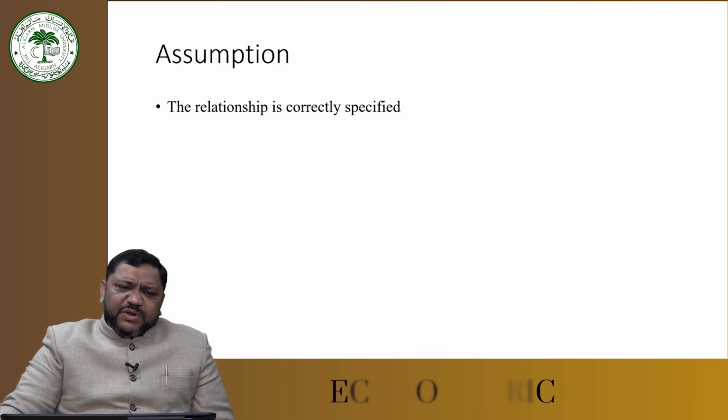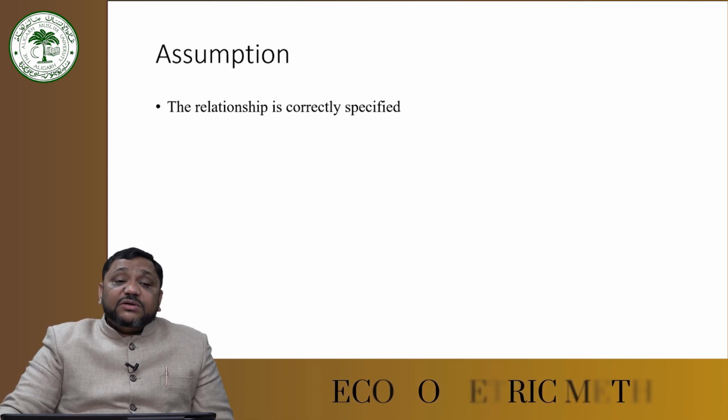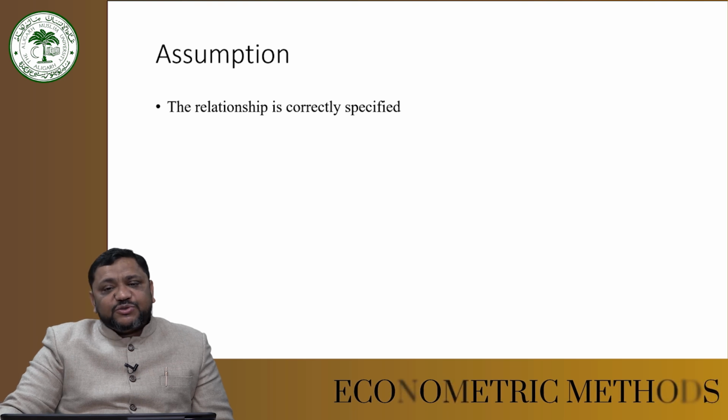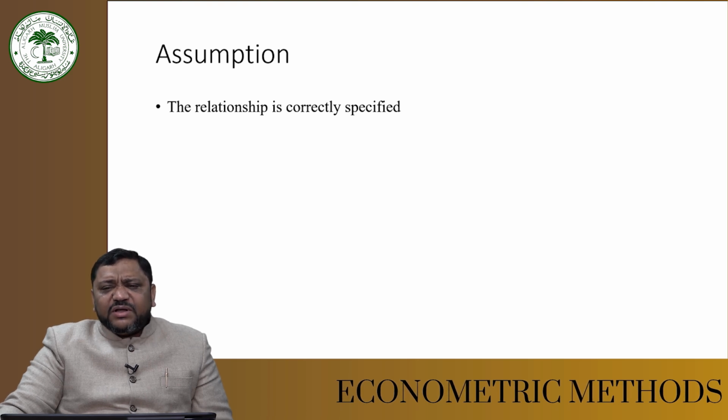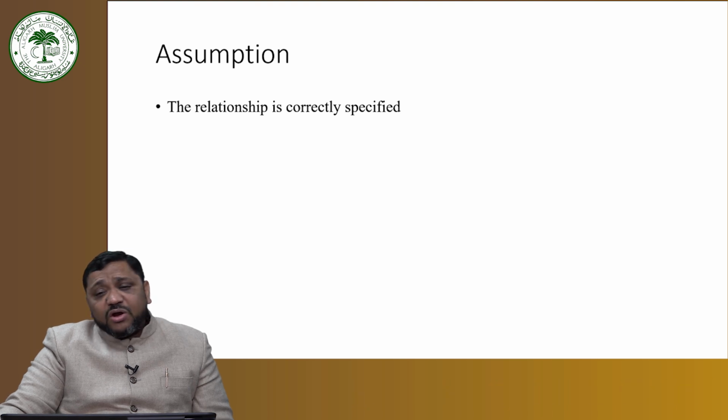The last one would be that we assume the relationship is correctly specified. So it is assumed that we have not committed any specification error in determining the explanatory variables, that we have included all the important regressors explicitly in the model, and that its mathematical form is also correct. So the relationship has been correctly specified. This is also one of the assumptions of this classical linear regression model.